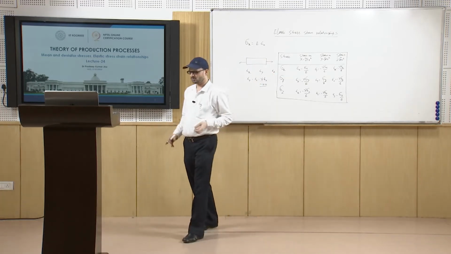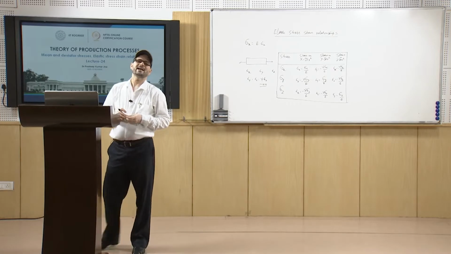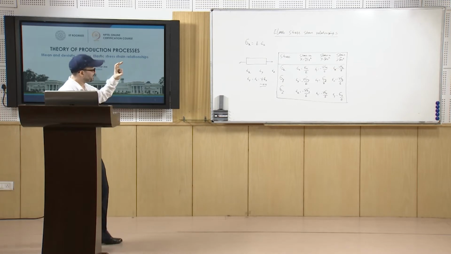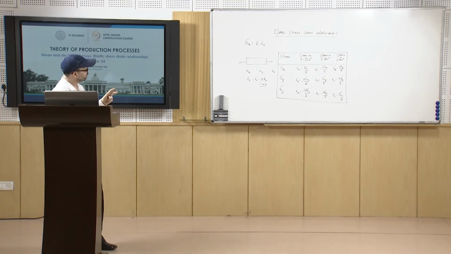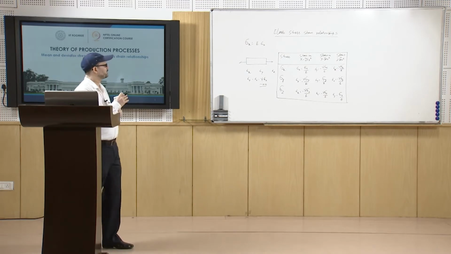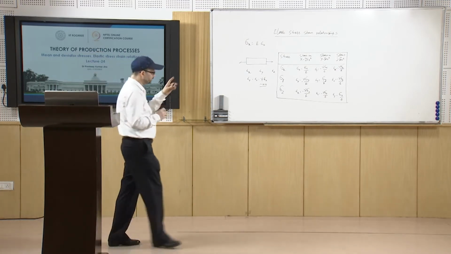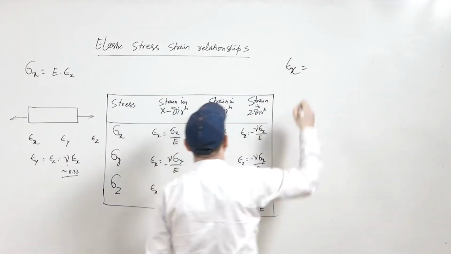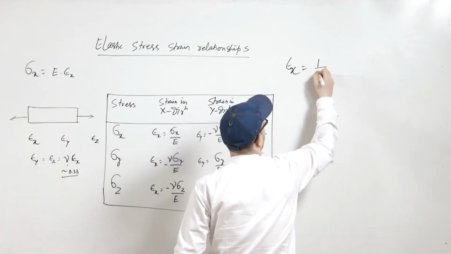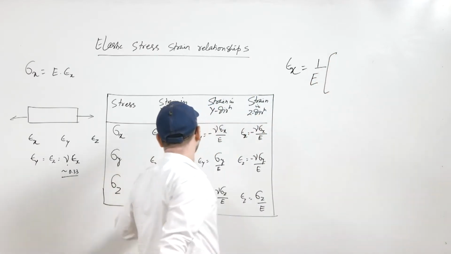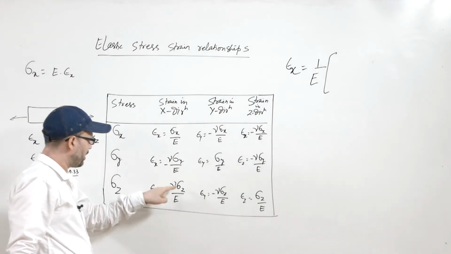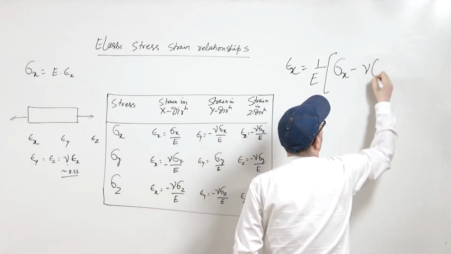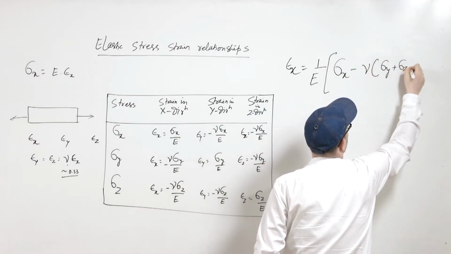Now, if you apply the principle of superposition, then you can find the expression for epsilon x. So, epsilon x will be basically sigma x by E minus nu by E into sigma y plus sigma z. So, if you use the principle of superposition, you get epsilon x as 1 by E, if you take that as common, sigma x minus nu into sigma y plus sigma z.